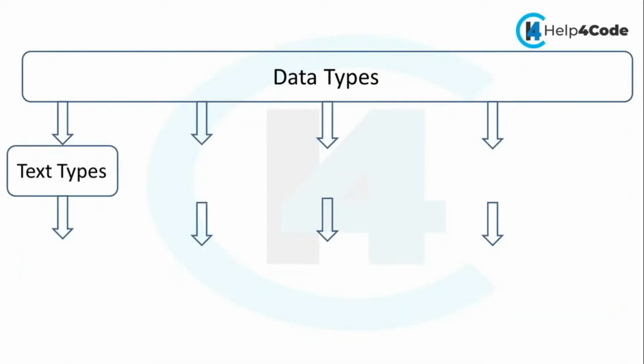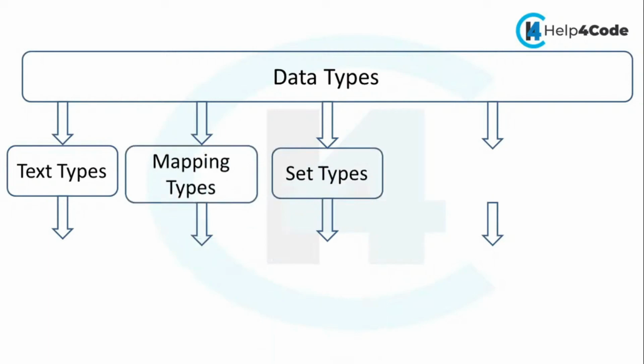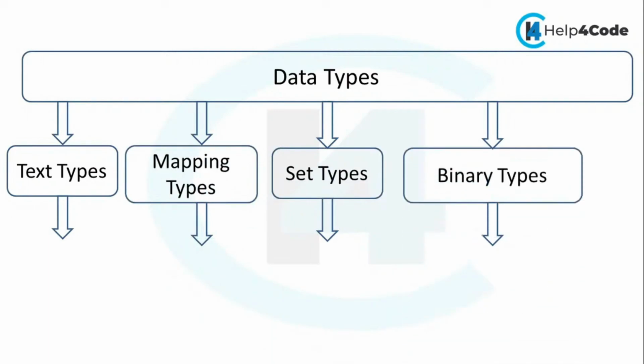So we have the data types, that is text data types, textual data types. Then we have mapping data types. Then we have set type data types. Then we have the binary data types. So in text data type we have the str. Okay, so str is a class in Python.